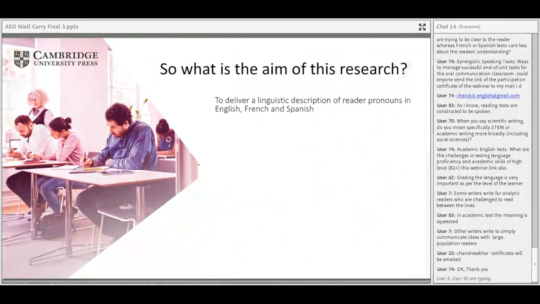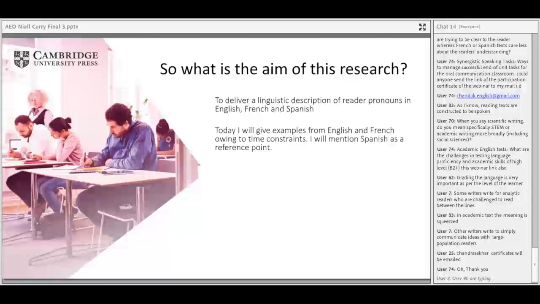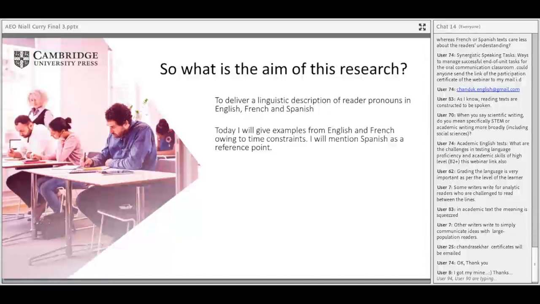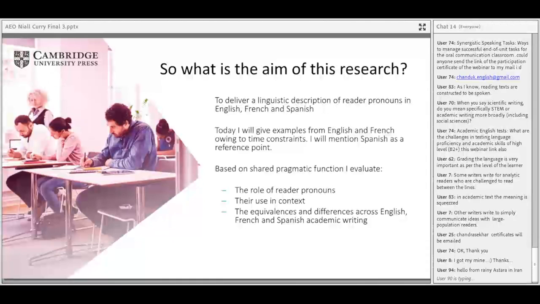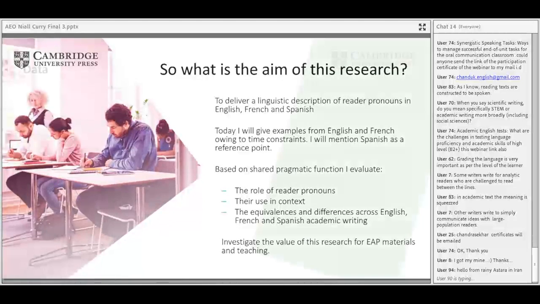So what is the aim of this research? It was to deliver a linguistic description of reader pronouns in English, French, and Spanish, and also looking at questions. Today I'm going to give examples from English and French because we have a limited amount of time and the data from English and French is fuller. But I also have data on Spanish that I'm finishing up, and I'm going to bring that in when I'm talking about English and French, so we can have that as a reference point to see how Spanish relates to these languages. And looking at the role of these pronouns in questions, looking at their use in context, and also looking at the equivalences across the three languages. And then looking at how these can be useful for EAP materials.